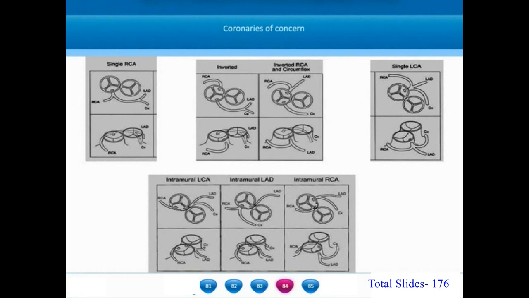However, all the other varieties of coronary artery origin abnormality can pose problems in completion of an arterial switch operation. They can be single right coronary and single left coronary arteries, the inverted coronary arteries, and the intramural coronary arteries.